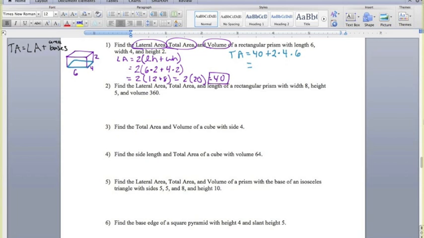Okay, so total area takes the area of the sides, which was 40, adds to it the top and the bottom. Since the top and the bottom are exactly the same, we can have that 2 there, and then finding the area of the bottom would be 4 times 6, the width times the length. So we do our multiplications first, and then add them together, and we get 88.